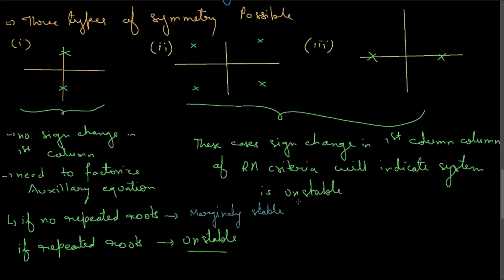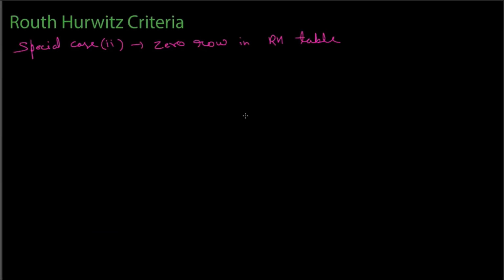So we have to remember in RH criteria that when we get a row with all zero elements and we do not get a sign change in our first column, then we need to factorize the auxiliary equation and see whether there are repeated roots or not. If there are no repeated roots, the system will be marginally stable. If there are repeated roots, the system will be unstable. So let's take an example for this special case.